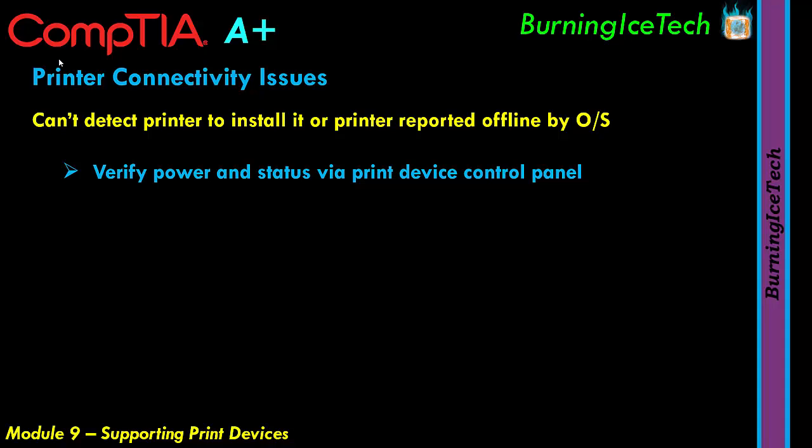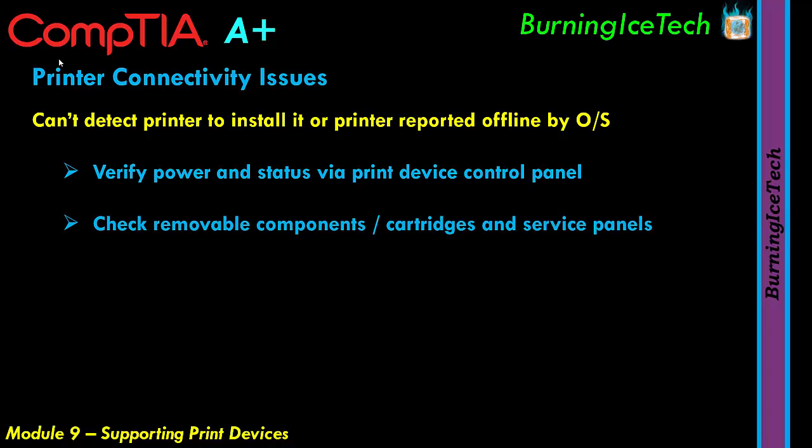Then you can move on to step 2, which is to check removable components, cartridges, and service panels. Some printers are fussy. If there's a panel that's open, or something that's been removed, like a cartridge, some of these printers refuse to turn themselves on, or do not want to connect. It's kind of like a safety function. So make sure all the panels and everything are closed and plugged back in the way they're supposed to be.